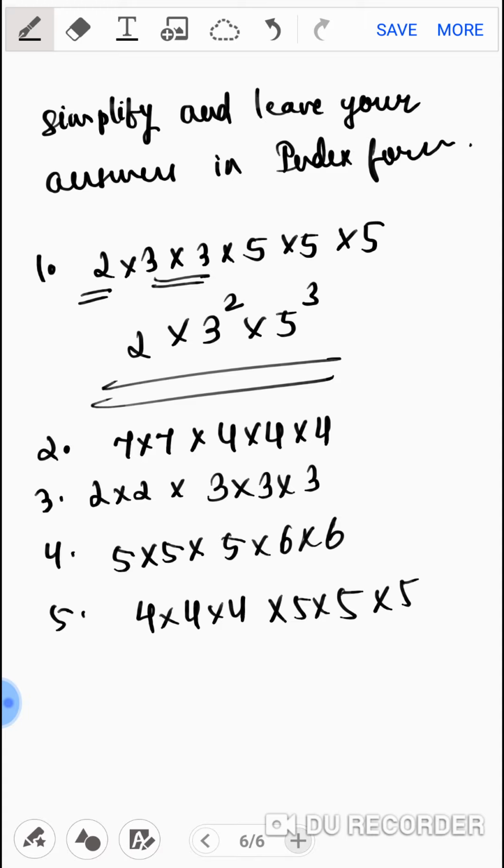I'll jump on to the next part, which says, now I'll teach you a new law. Suppose I have 3 raised to 0, the answer will be 1. That means my law says that if I have a raised to 0, my answer will be 1. So whenever you have an exponent or index of 0, your answer will be 1. Getting my point clear? Okay.